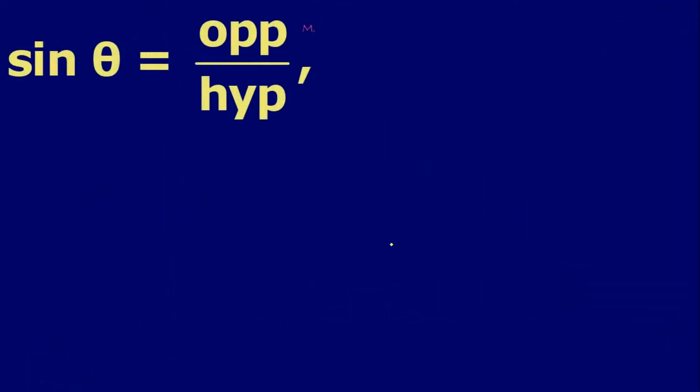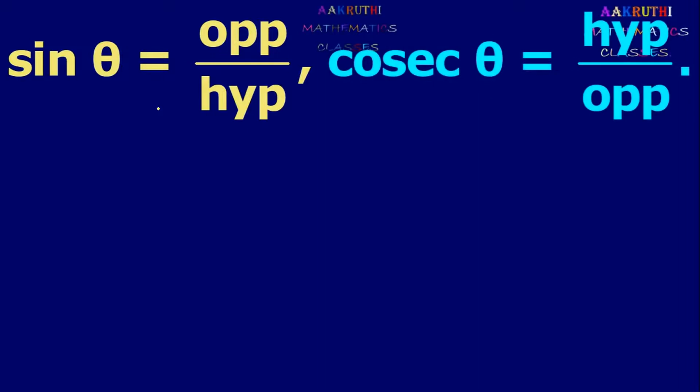Using these 3 sides, we define 6 trigonometric ratios. First we define sine theta as opposite by hypotenuse, and cosecant theta is hypotenuse by opposite.